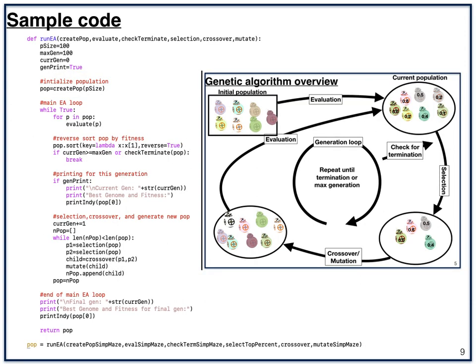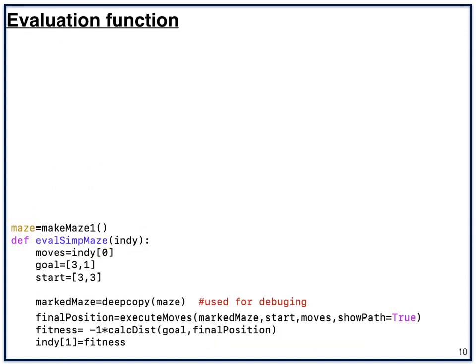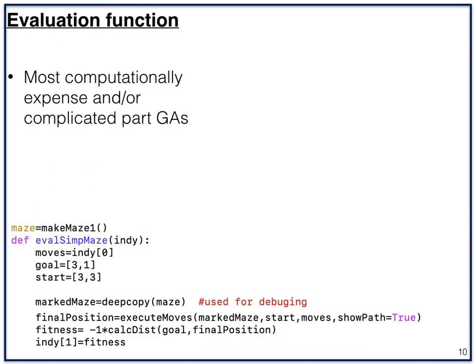So we talked about creating initial population. So that was the first part, creating initial population and doing different encodings. Now let's move on to talk about evaluation. Generally, the evaluation function in most genetic algorithms is going to be the most computationally expensive or complicated part of the GAs.